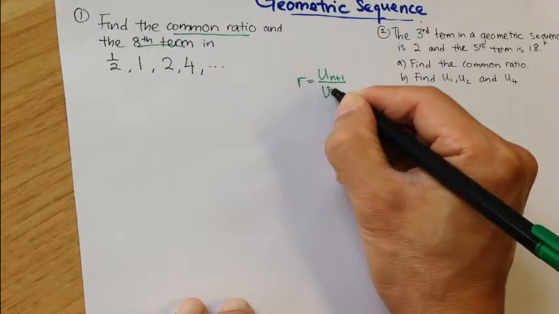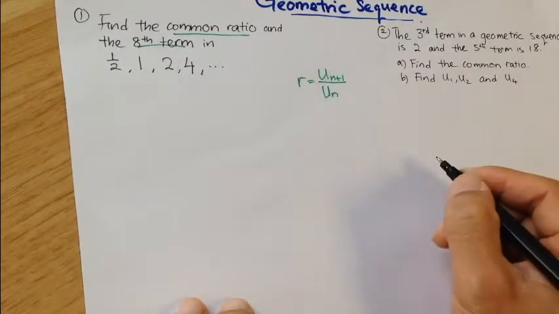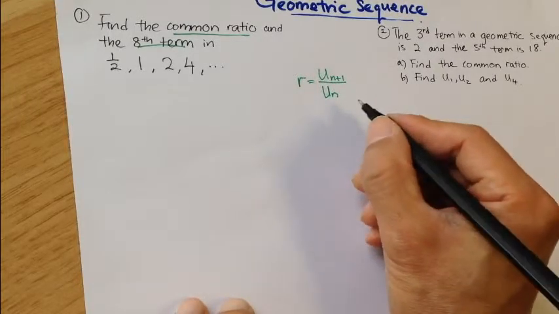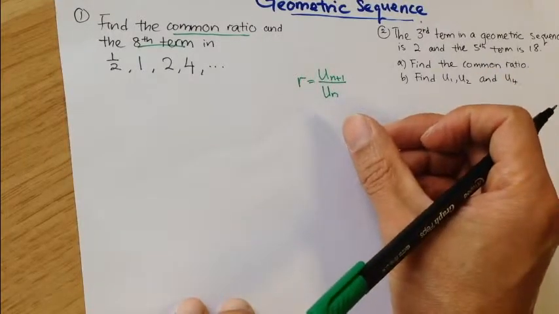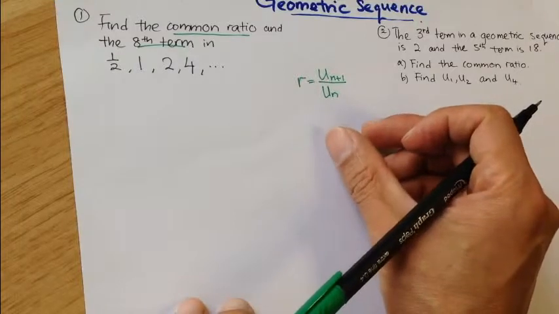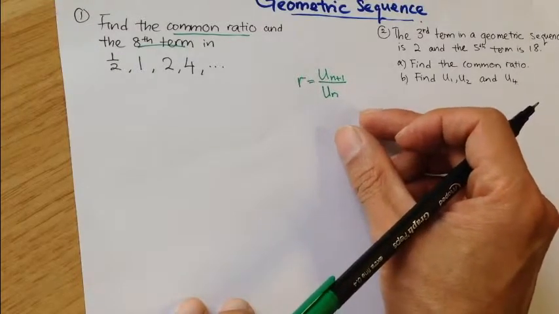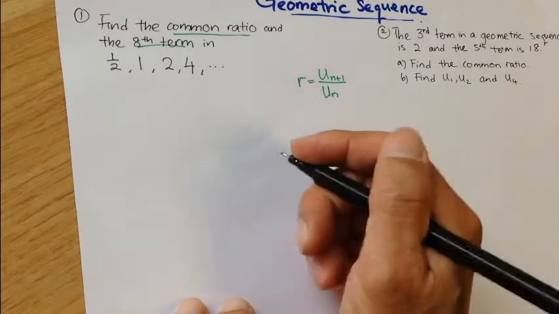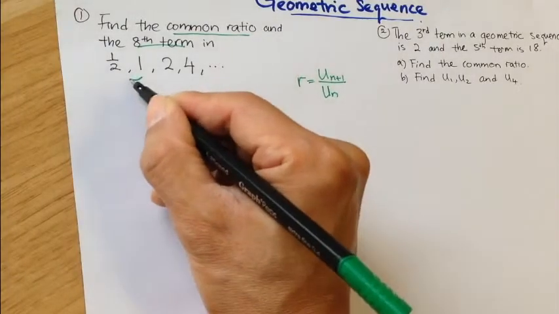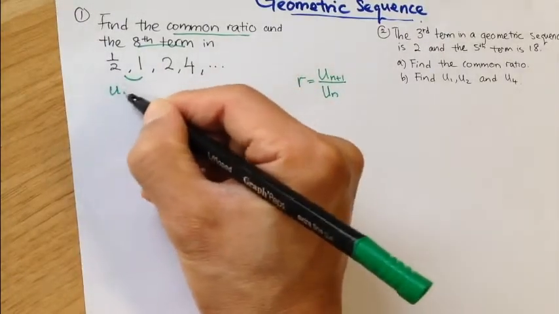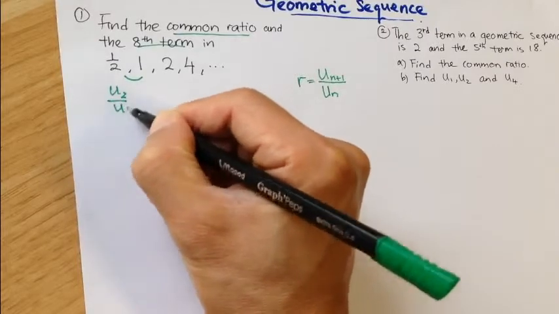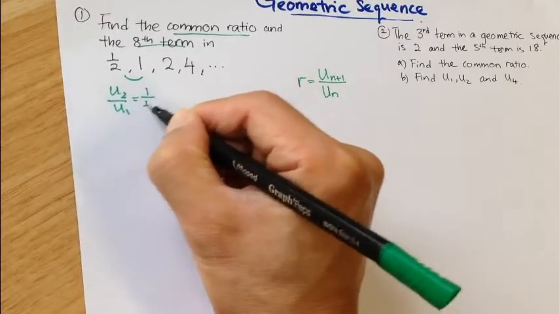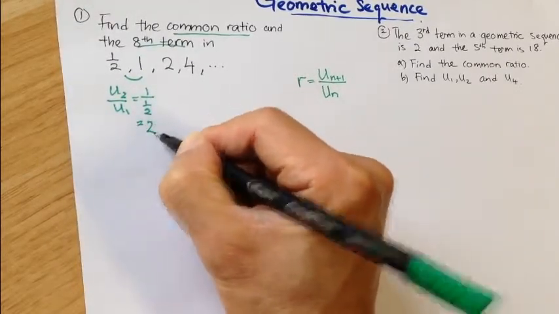This is the ratio of two subsequent terms. So if in a sequence, the ratio between two subsequent terms is always the same, then we call that a geometric sequence. So for example, let's check. Here we have u2 divided by u1. I have 1 over half. The answer here is 2.